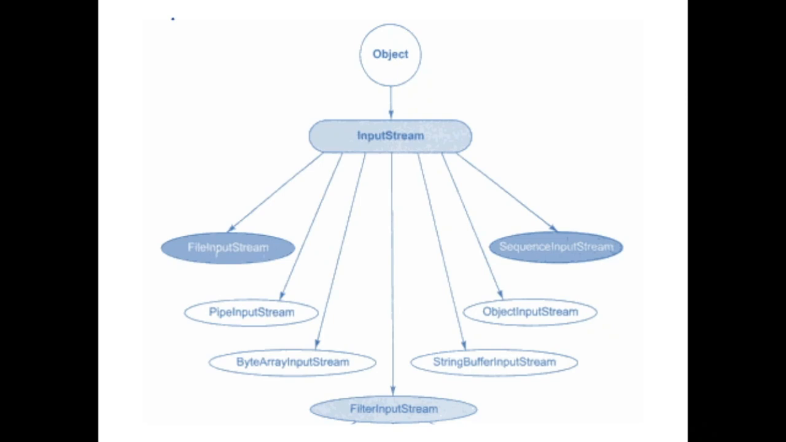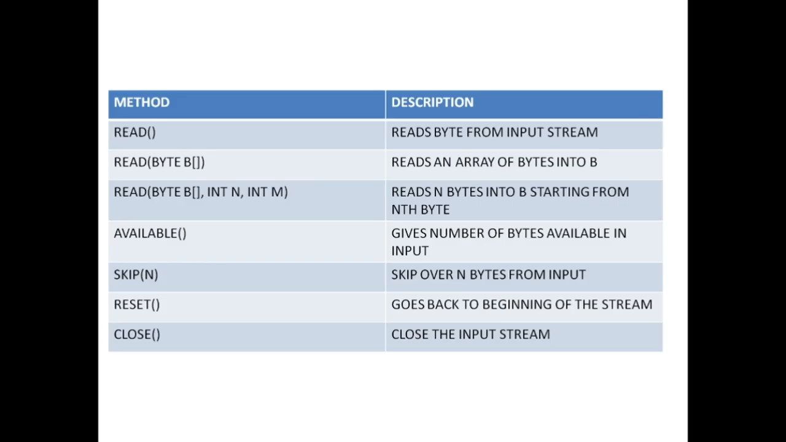So the input stream class is an abstract class, so you cannot instantiate it, but you can extend it. Input stream class defines methods which must be implemented by all the other classes, that is file input stream class, pipe input stream class, byte array input stream class, string buffer input stream, object input stream class, and sequence input stream classes. These few methods are implemented by all these classes, which are defined in the abstract superclass called input stream class. Now let's see what methods are there.